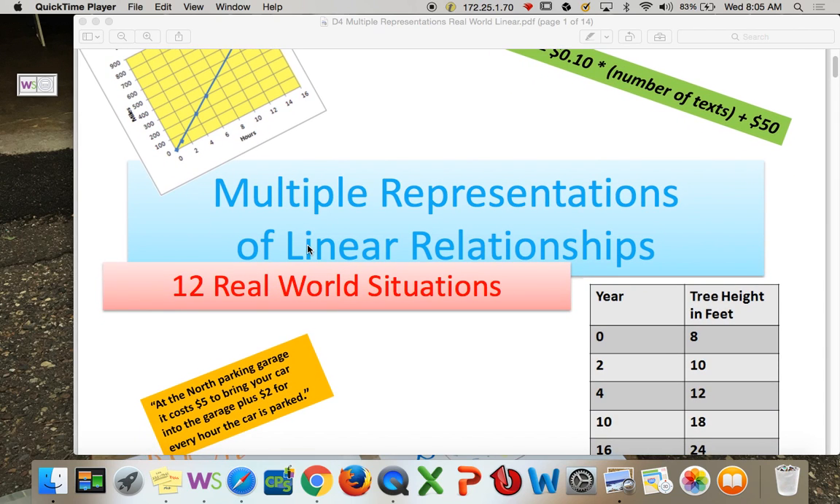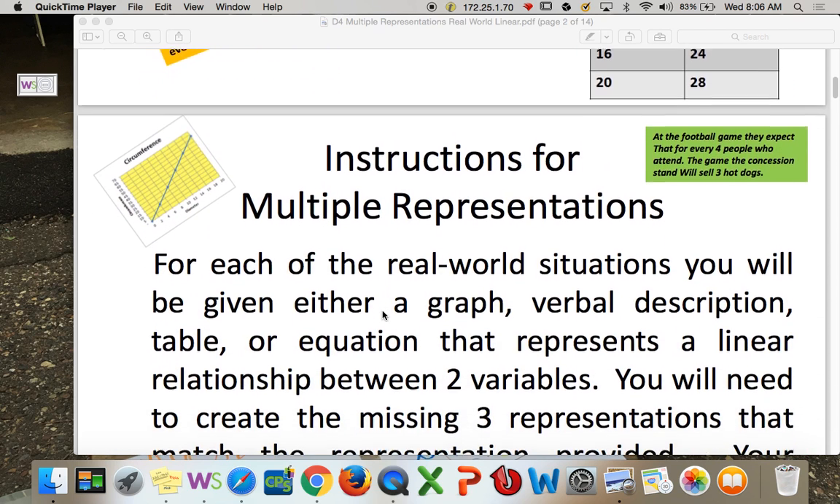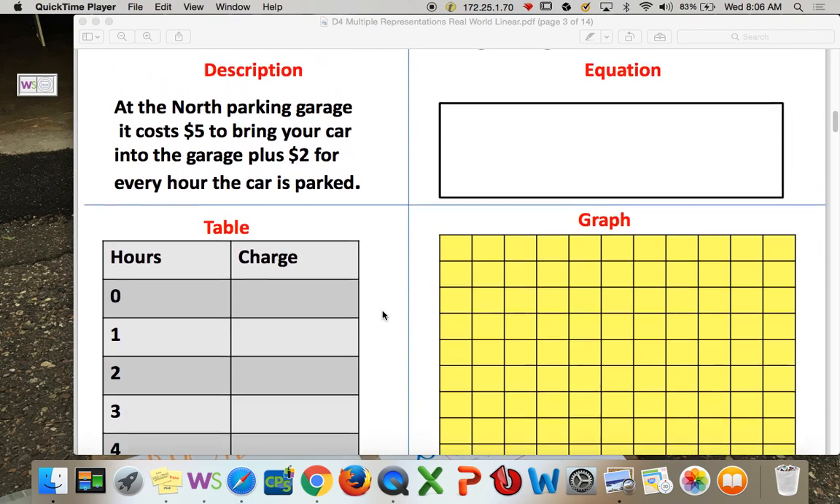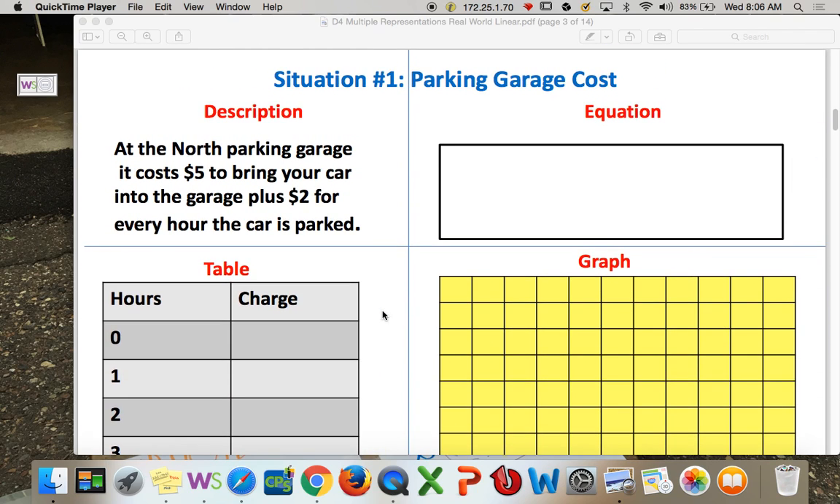We're going to spend a few days looking at multiple representations of linear relationships. So we're going to look at 4 or 5 situations today in class, and then you're going to finish the rest. And then, like I said, we'll spend a few days on this type of problem. All right, so let's take a look at the first type of problem.